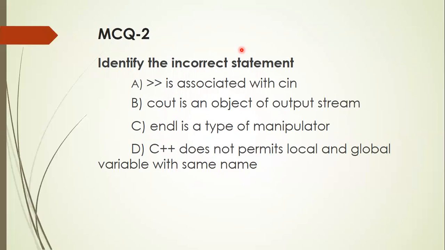Identify the incorrect statement. Double greater than is associated with cin. Yes, the double greater than is the input operator, associated with cin only. Cout is an object of the output stream. That is also correct. Endl is a type of manipulator. That is also correct. C++ does not permit a local and global variable with the same name. Definitely you can have a global variable and a local variable with the same name, but in order to access the global version, you have to make use of the scope resolution operator. The correct answer is D.